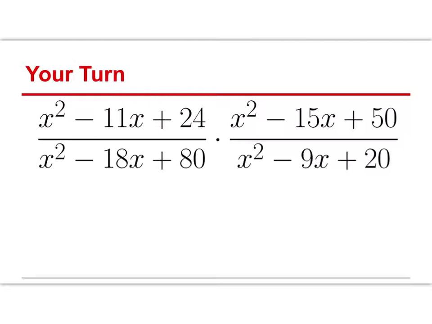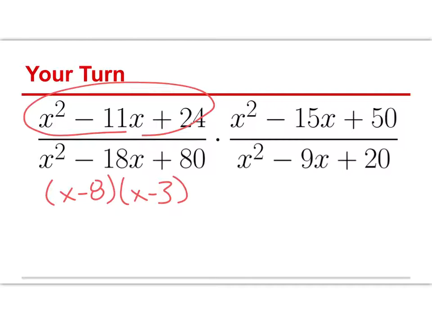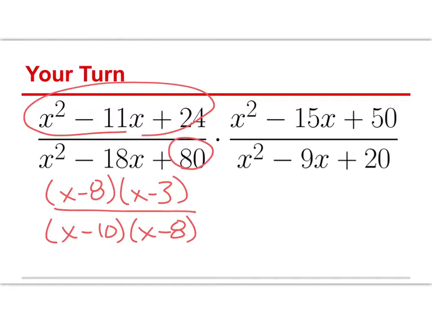Okay, so we start our work with factoring, and we'll factor the first numerator. That's pretty straightforward. The two numbers that multiply to positive 24 and add to negative 11 are negative 8 and negative 3. The first denominator factors as x minus 10 times x minus 8. Negative 10 times negative 8 makes positive 80, and negative 10 plus negative 8 makes negative 18. That's where that's coming from.